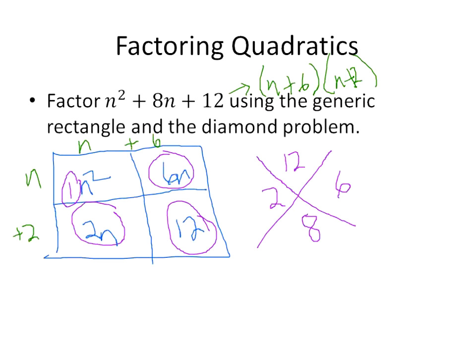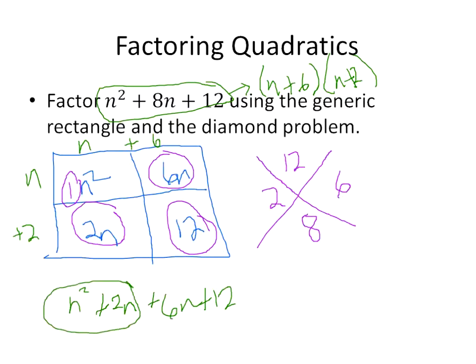Okay, so that's just a quick review of using the diamond problems and generic rectangles to help us factor. What we're really doing is taking this problem and splitting it, regrouping some things. So we have an n squared plus 2n plus a 6n plus a 12. And I can factor this part, and I can factor this part, and I end up getting these numbers up there as well. So I just have to figure out how to split them up, and that's why I use these two tools to help me figure out how to split those up.